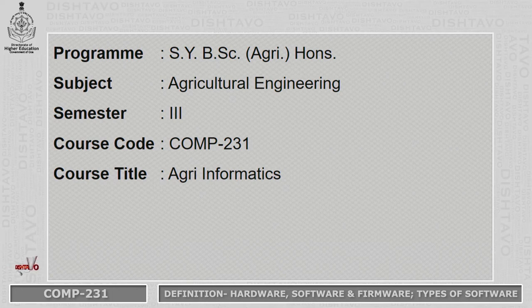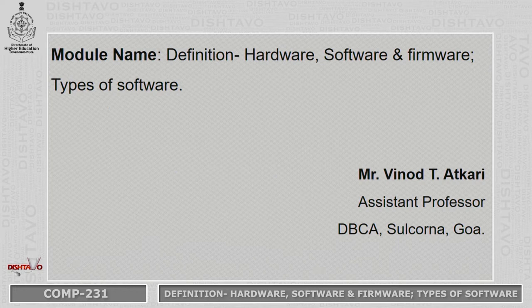Welcome students. Now we will discuss module 2 for the program second year BSc Agriculture Honors, subject Agricultural Engineering, third semester. The course code is COMP 231 and the title of the course is Agri Informatics. The name of this module is Definition, Hardware, Software and Firmware.